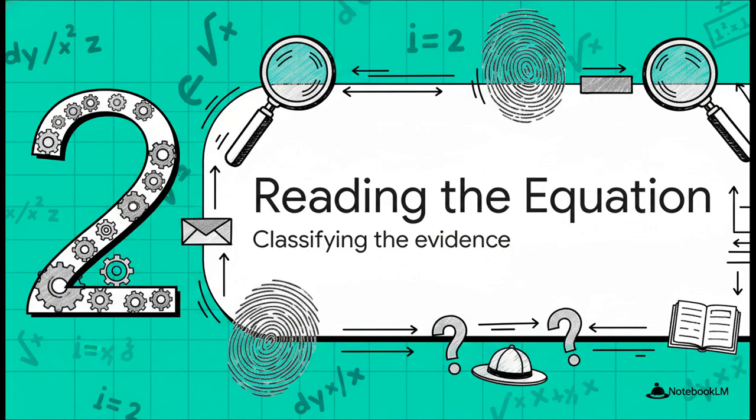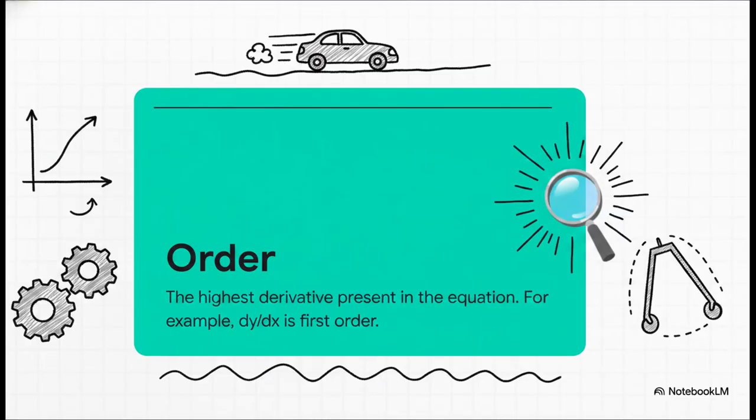Now, any good detective knows you have to be able to read the evidence properly. So let's learn how to classify these equations. That way, we'll know exactly what kind of case we're dealing with each time. First thing we look for is the order. This is super simple. It's just the highest derivative you can find in the equation. If you only see a dy/dx, it's a first-order equation. That's what we'll mostly be tackling. If you see a d²y/dx², you're looking at a second-order equation, which is often used for things like motion and acceleration.